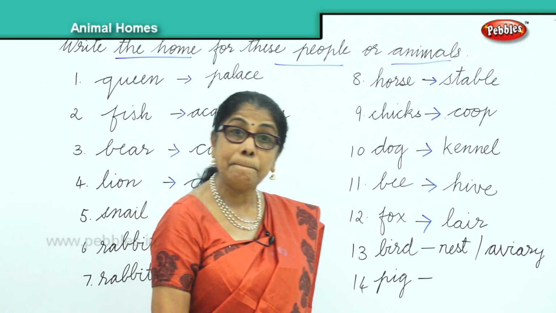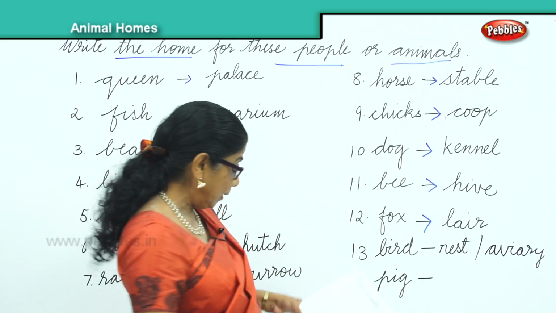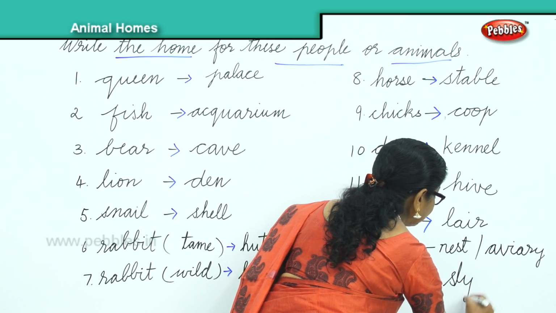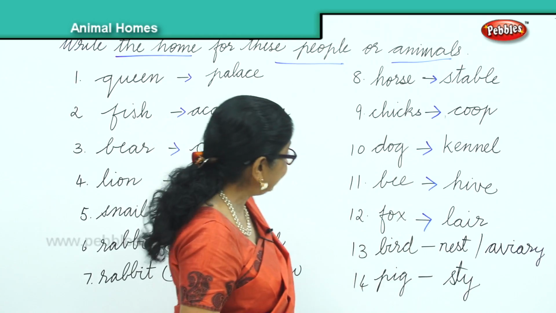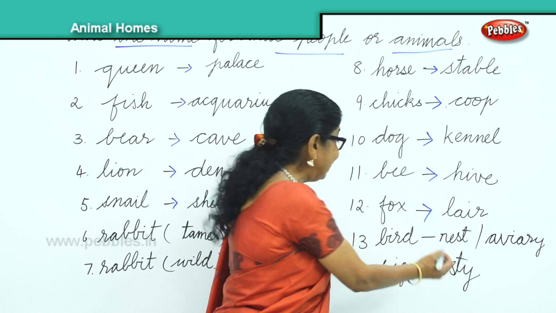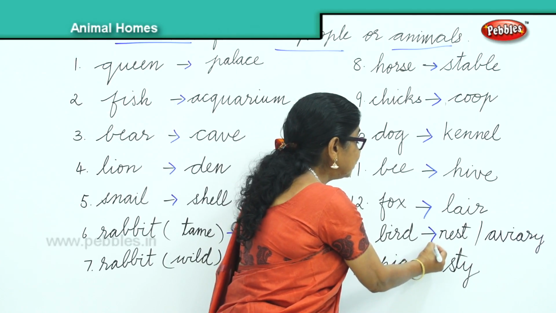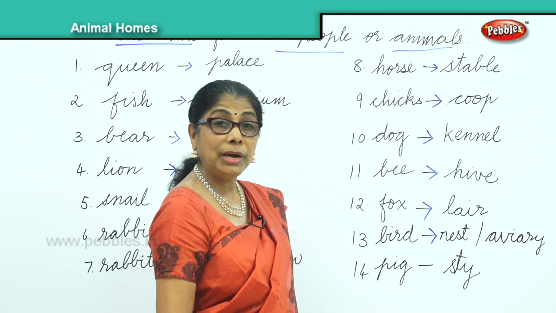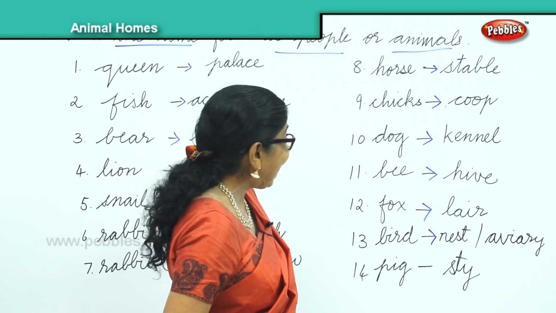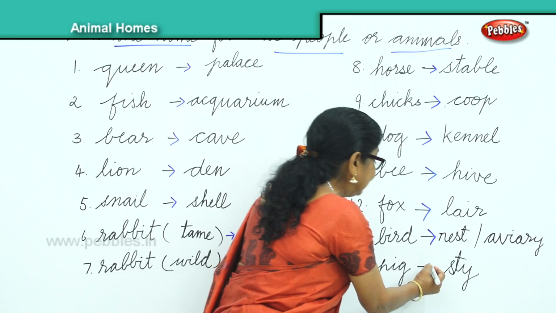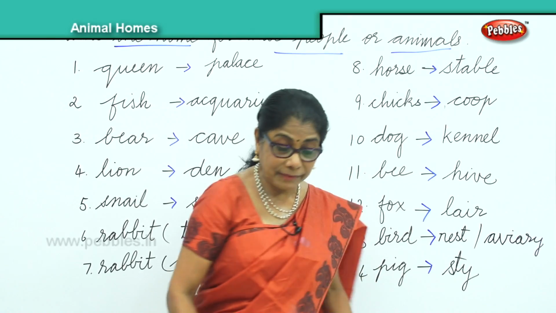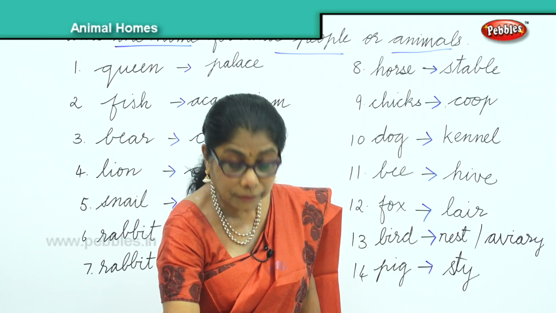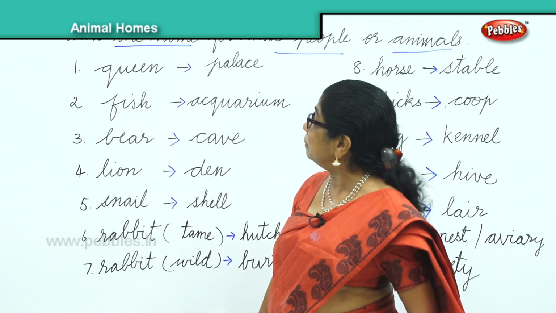And finally we have pig. Where did the pig live? Pig lives in a sty. Pig sty. So you have here fox live in a lair. Bird lives when they make their own nest. When you put them into your own little nest in your house, you call aviary. And then the pig, little piglet, they live in pig sty. Now look at all the homes of the birds or animals, whatever.